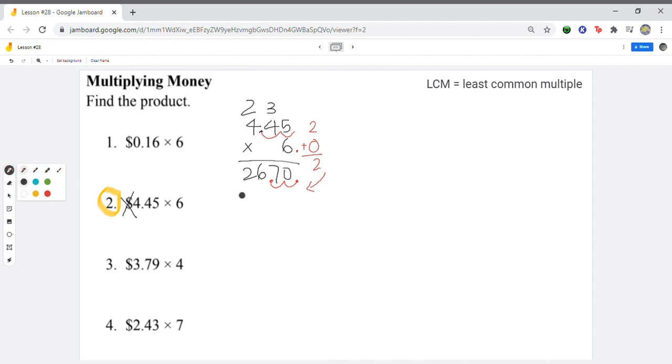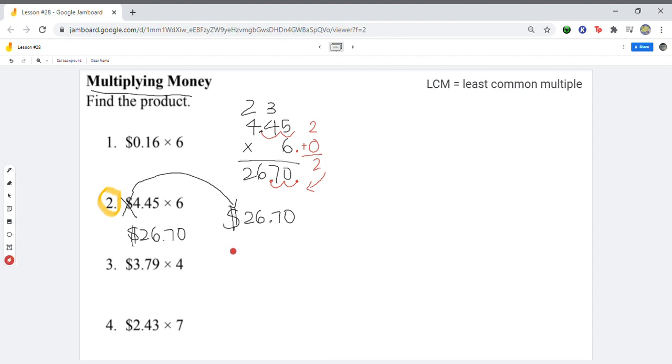So now with the decimal, you should get 26.70. Now, you can't forget that we're multiplying money, so we have to add the dollar sign. So your final answer should be $26.70. And that's it. There's nothing special about the dollar sign, we just place it at the front.